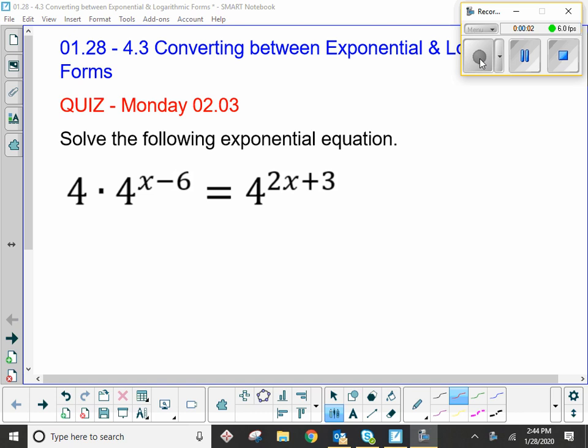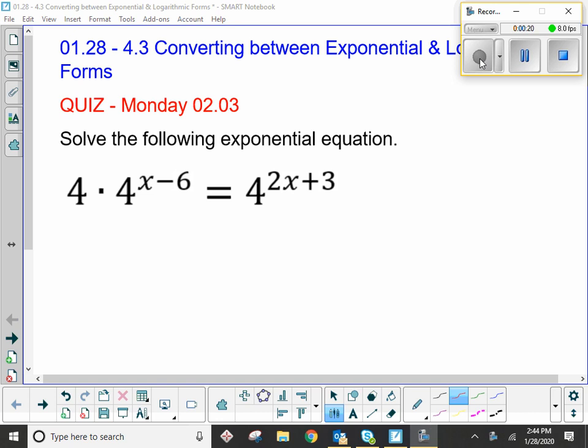This lesson from Friday, we did a few things. One, we reviewed a bunch of exponent rules, right? When you multiply bases, you add the exponents. When you divide bases, you subtract them. We talked about when you have a power raised to a power and all those things.